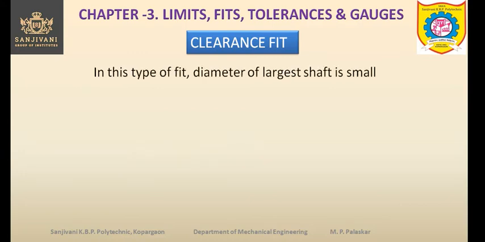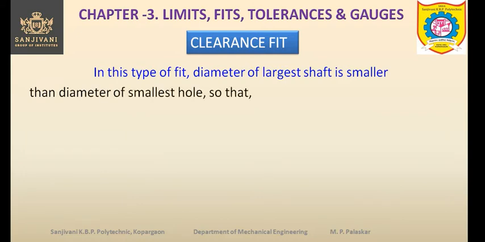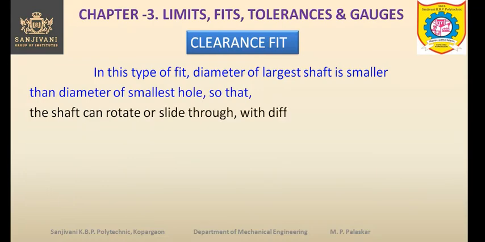So in clearance fit, the diameter of the largest shaft is smaller than the diameter of the smallest hole, so that the shaft can rotate or slide through with different degrees of freedom. Now what is shaft and what is hole? Already we have seen that shaft indicates the external dimension of the part which is present inside, whereas hole indicates the internal dimension of the mating part which is outside the part which is inserted in that particular part.